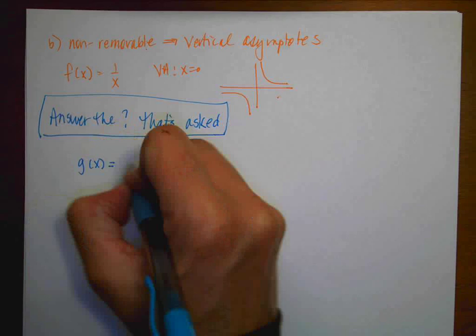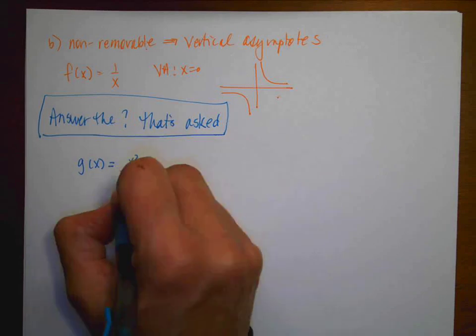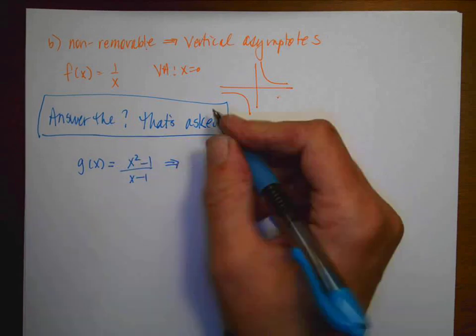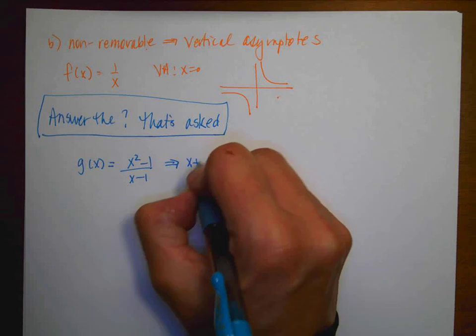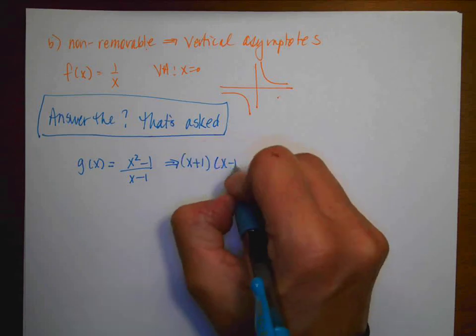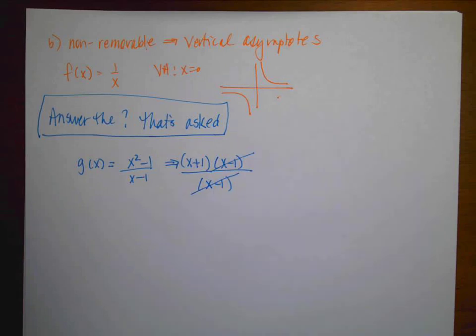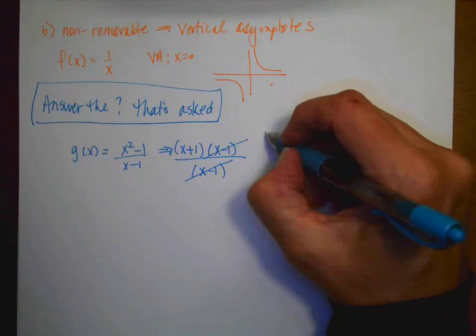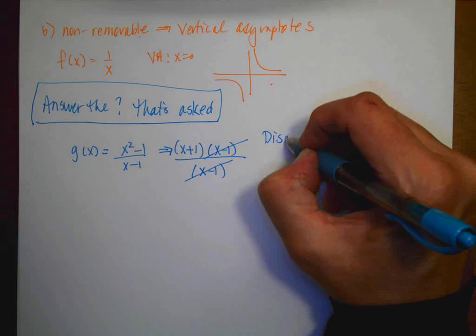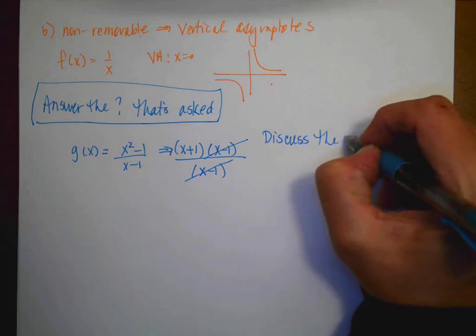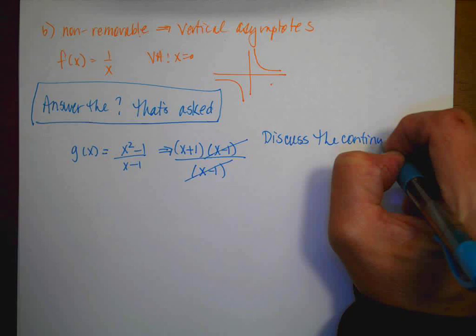So let's say we go back to our g of x is x squared minus 1 over x minus 1, and this turned into x plus 1 times x minus 1 over x minus 1, and we removed that. But let's say the problem says, discuss the continuity.